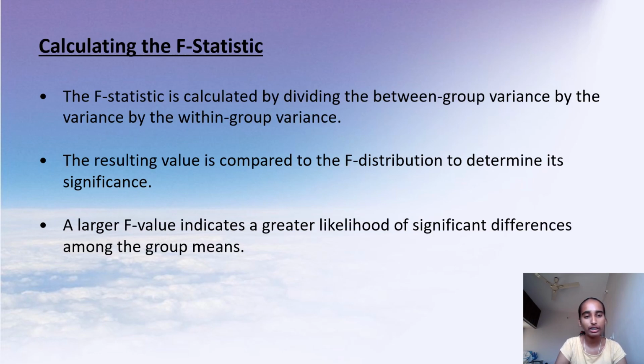Calculating the F statistic. The F statistic is calculated by dividing the between group variance by the within group variance. The resulting value is compared to the F distribution to determine its significance. A larger F value indicates a greater likelihood of significant differences among the group means.